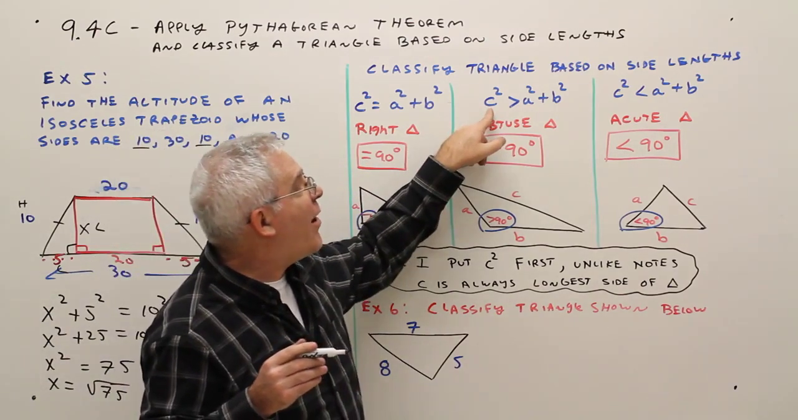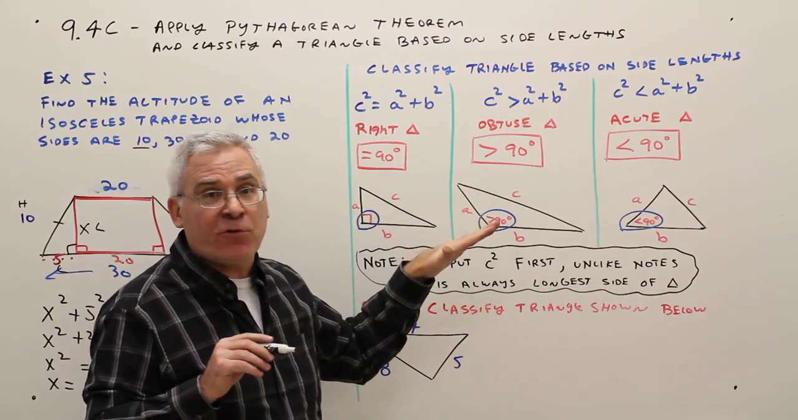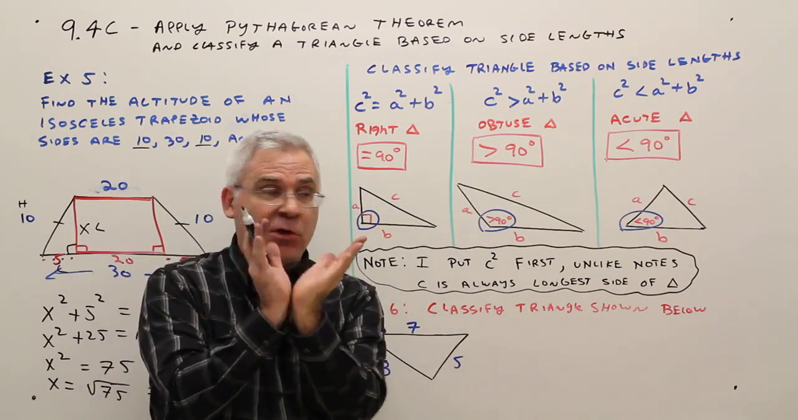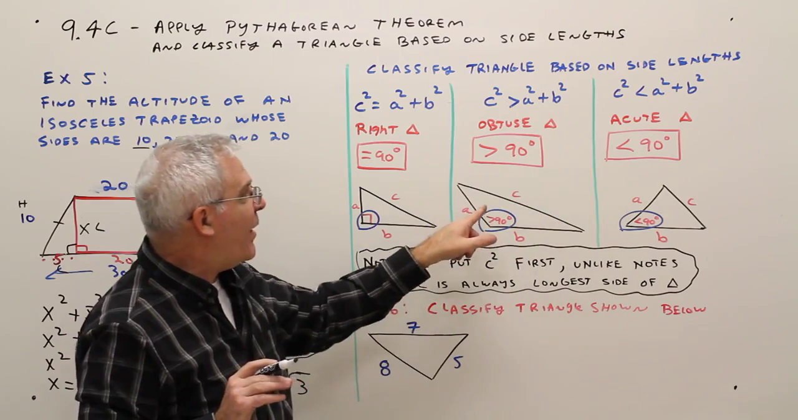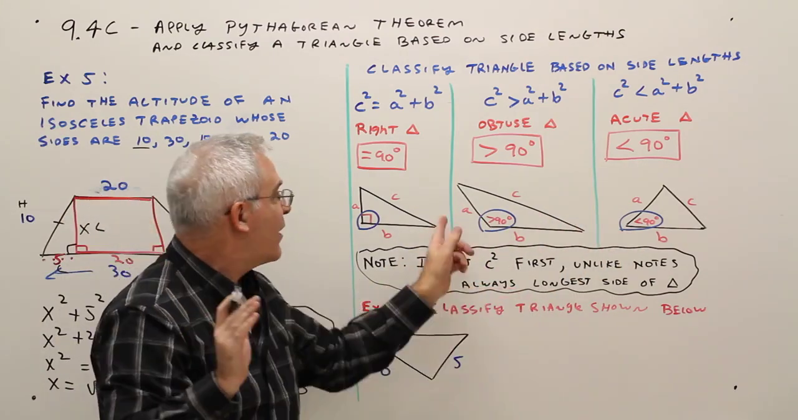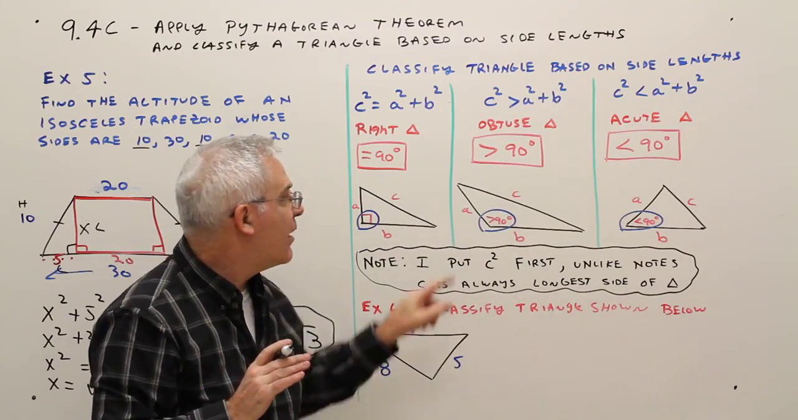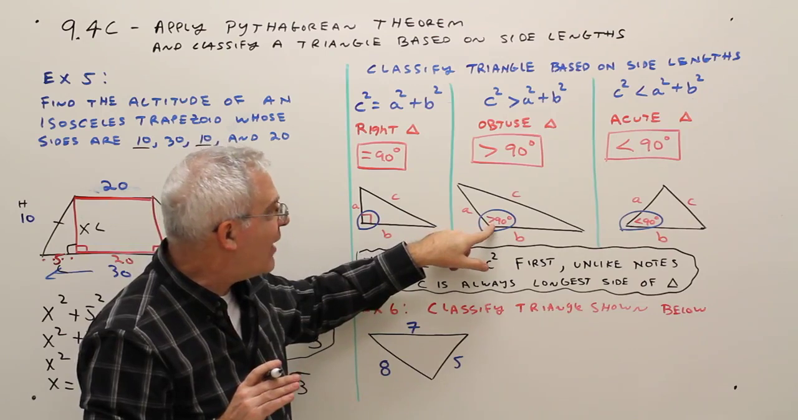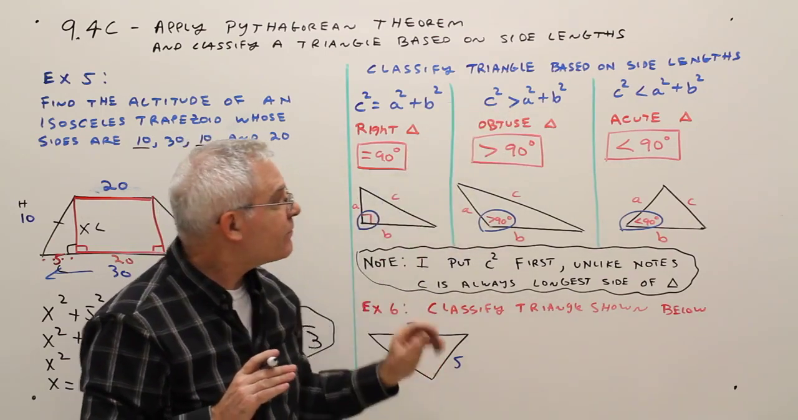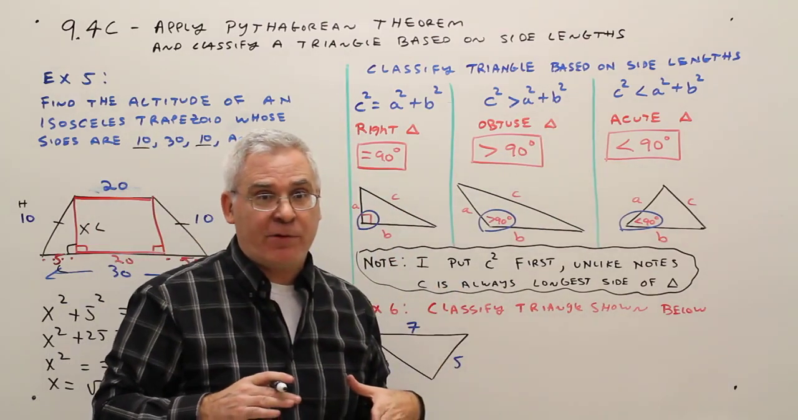Now if C squared is greater than A squared plus B squared, I've got an obtuse triangle. And I think of greater than 90, obtuse. And it makes sense if you look at the picture. If C is so long, then it's going to have to be obtuse in order for the ends to make that triangle happen. So again, this angle is bigger than 90, and it follows from the C squared being greater than. The third scenario, C squared is less than A squared plus B squared.